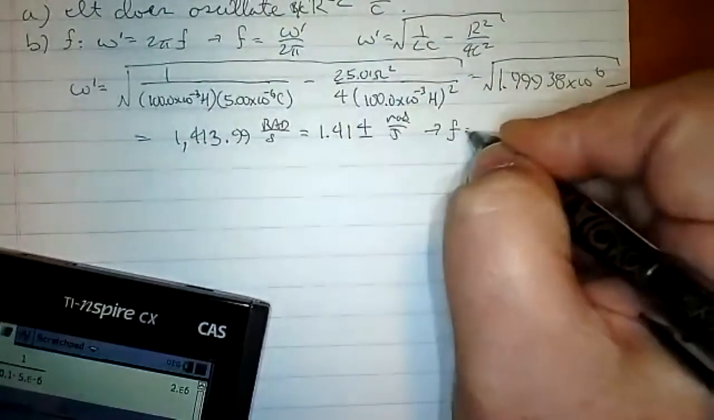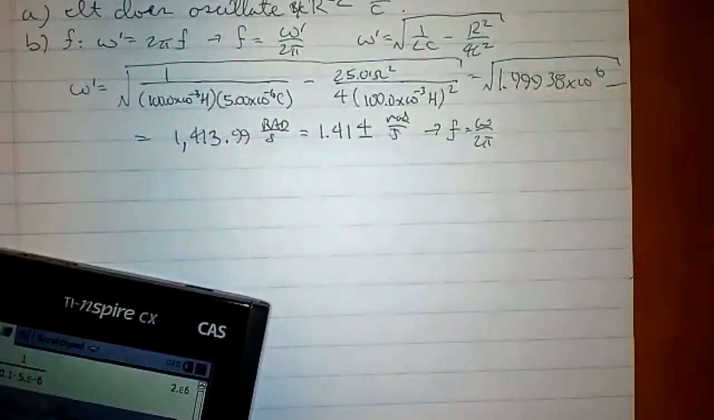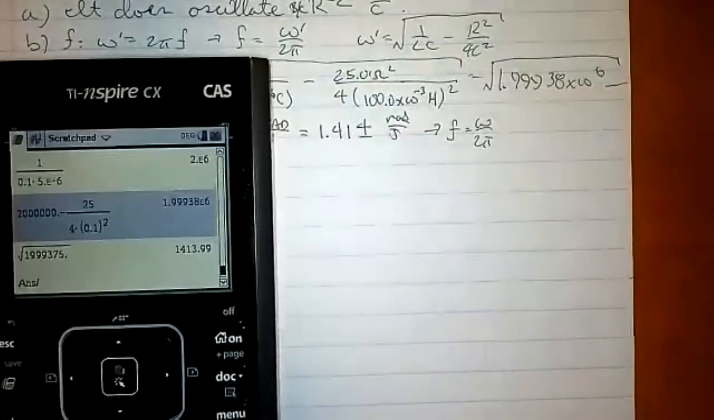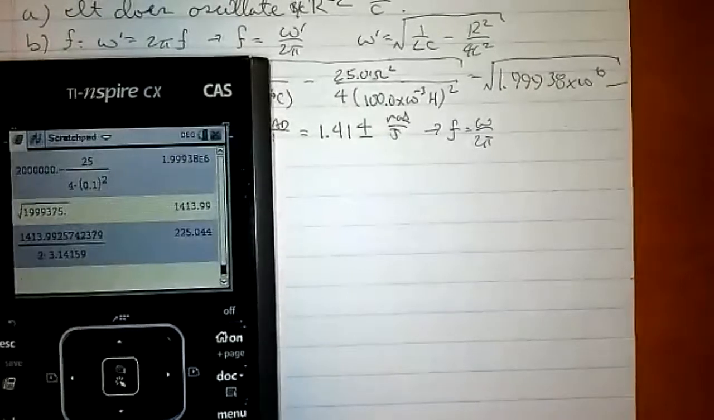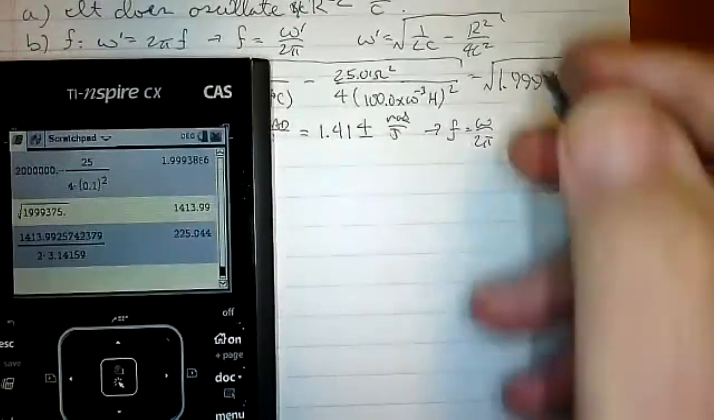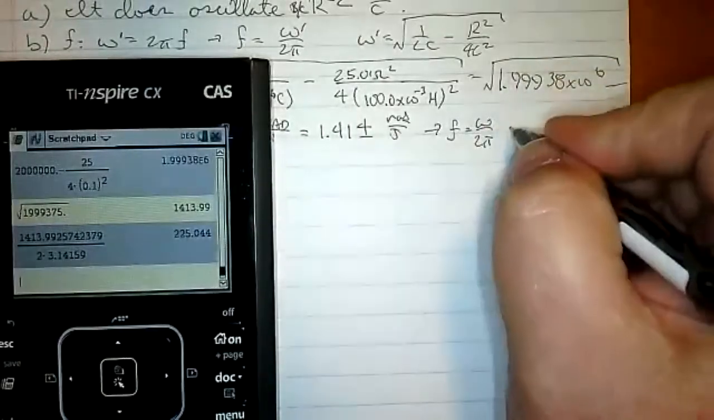So that means F would equal omega over 2 pi. So I'm going to take this number and divide it by parenthesis 2 times 3.14159. And that gives me 235.0.